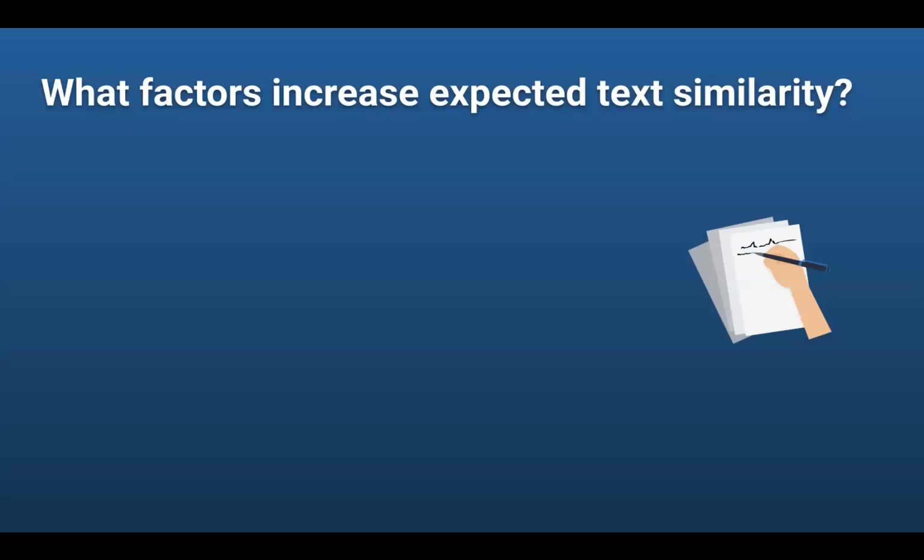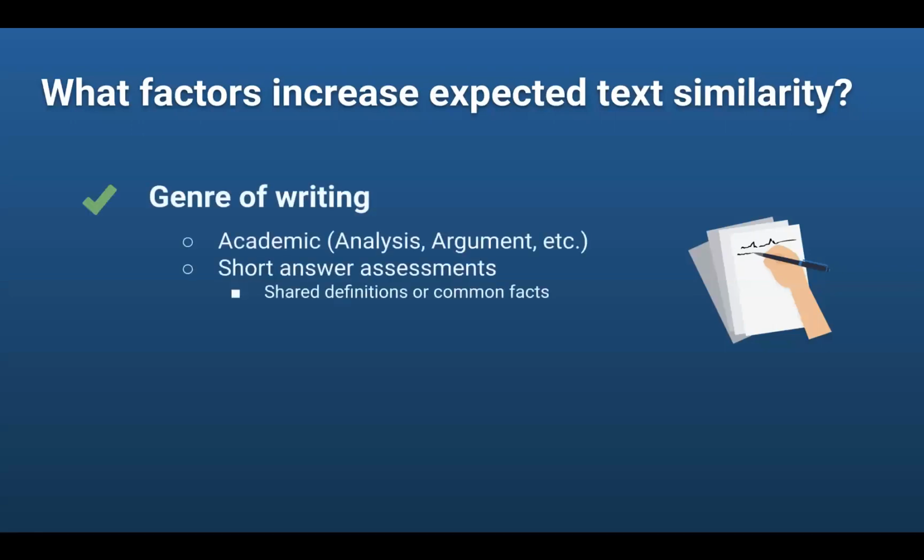There are many factors that are known to increase text similarity. In academic genres of writing, like analysis or argument, students are required to use evidence to support their positions. This criteria directly increases the percentage of text similarity we would expect to see. Even formal assessments can have appropriate text similarity.